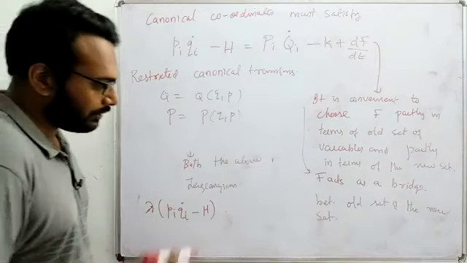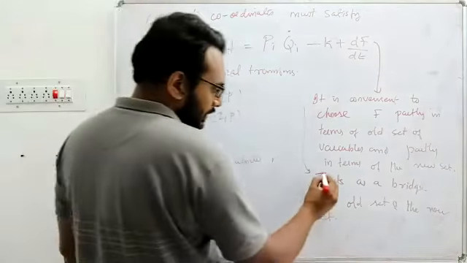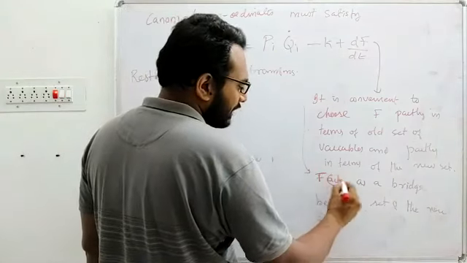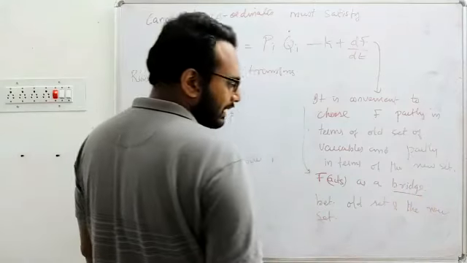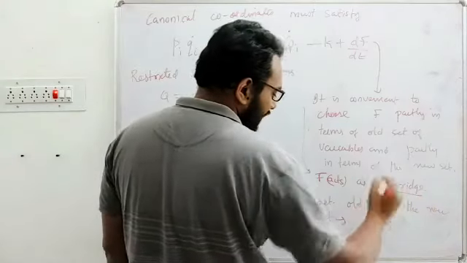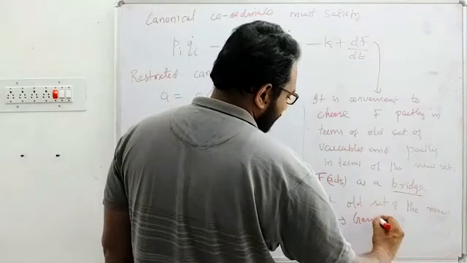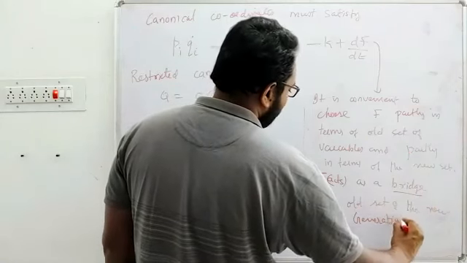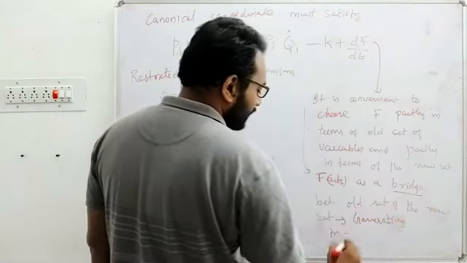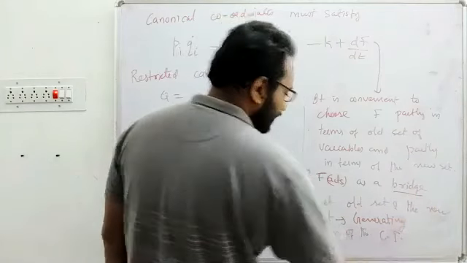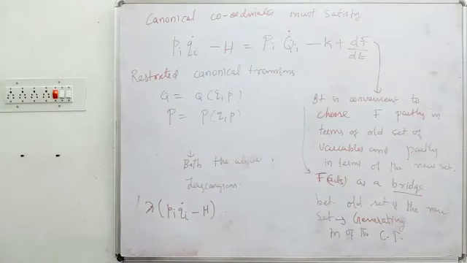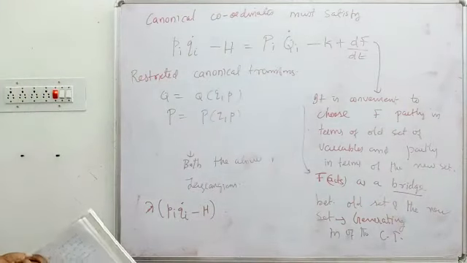then f acts as a bridge between the old set and the new set. We'll show that, and we can call this f the generating function of the canonical transformation. Okay, so that's the basic idea.